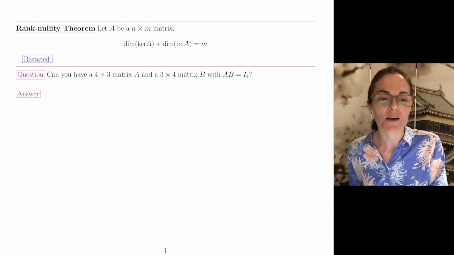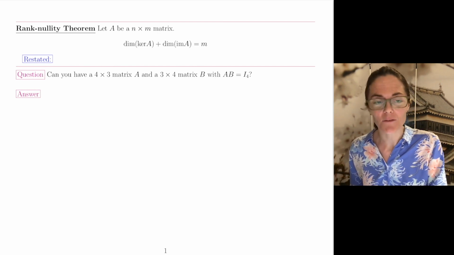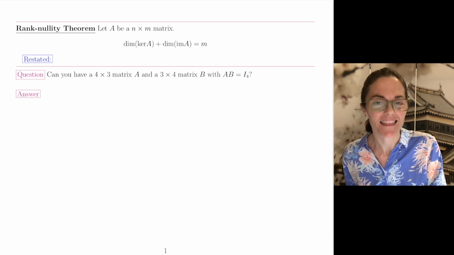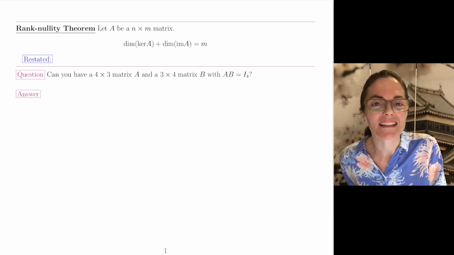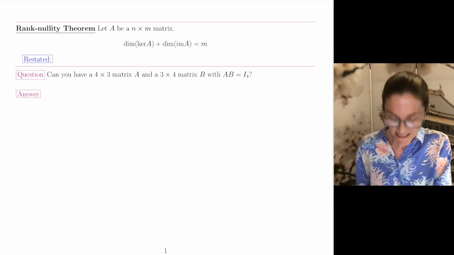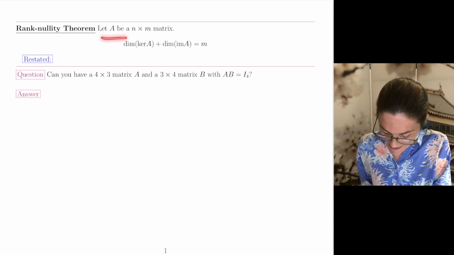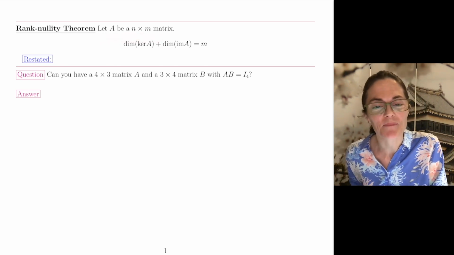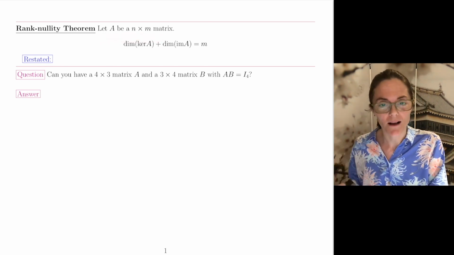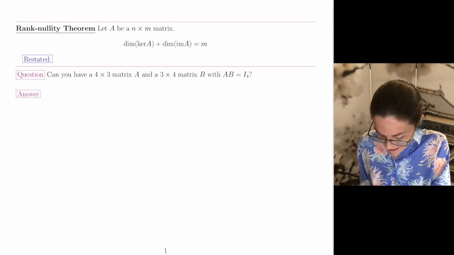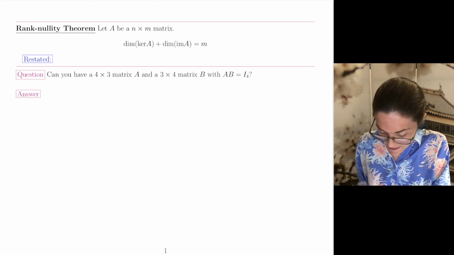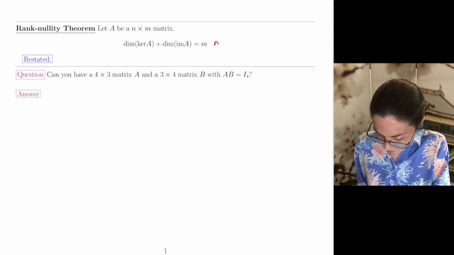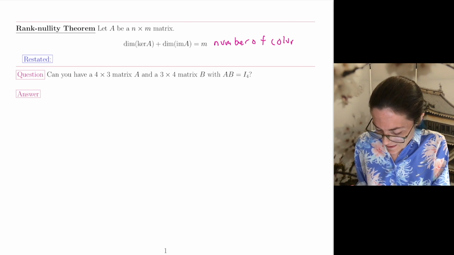What I'd like to do is go over a few examples that really follow from the Rank Nullity Theorem, and they're examples of how to use it. This is a powerful theorem in linear algebra, and I will remind us what it says right now. When you have a matrix A that is n by m, that says n rows and m columns, then the dimension of the kernel of A plus the dimension of the image of A is m, and this is the number of columns. That is an important observation.